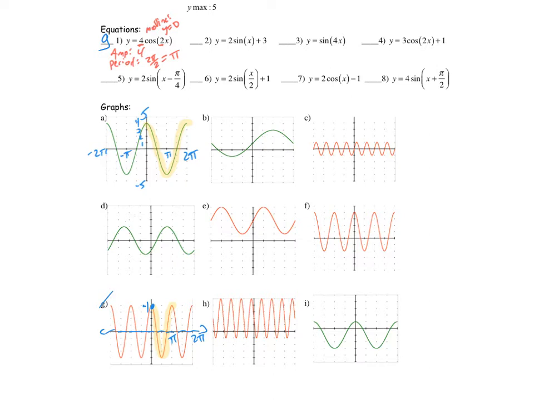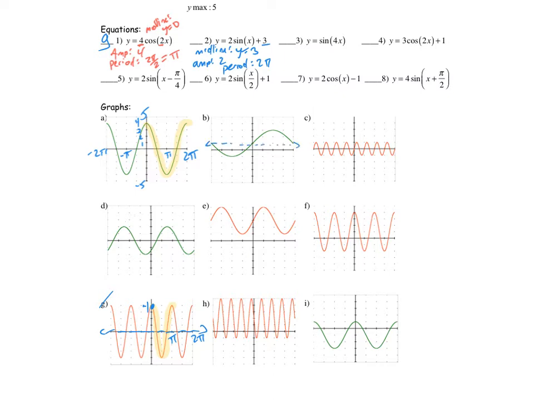Next graph, we have 2 sine x plus 3. For this graph, the midline is at y equals 3 because it's shifted up 3 units. And the amplitude is 2. The period is unchanged, so the period is 2 pi. So I'm going to go through now, and I am going to sketch in the axis of oscillations for all the graphs that are not at y equals 0. That will help us as we go forward.